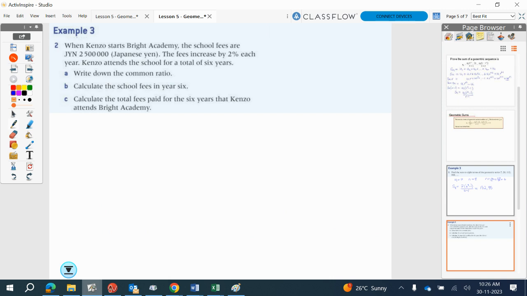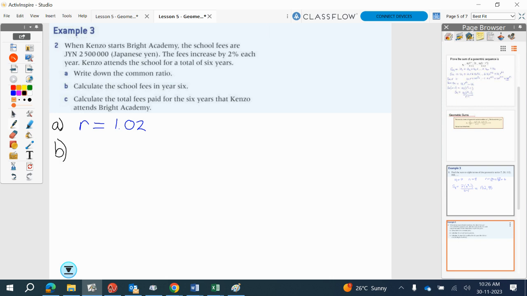Okay, so let's have a look at this one here. We've got Kenzo at Starks Bright Academy. The school fees are 2.5 million yen. The fee increases by 2% each year. Kenzo attends the school for 6 years. A. Write down the value of r. So what's r going to be? It's going to be 1.02.